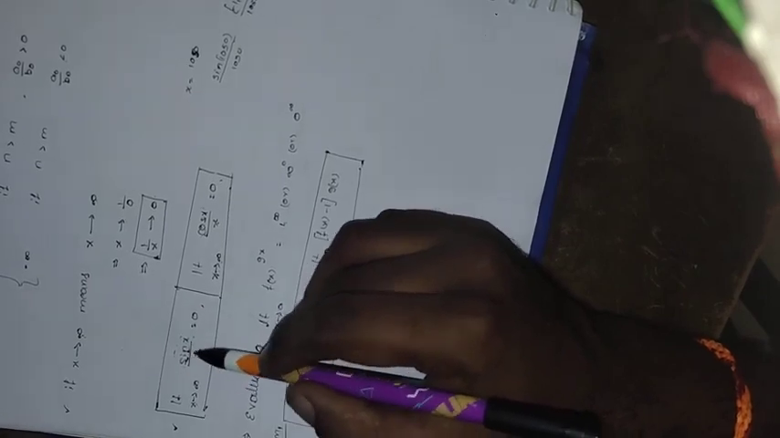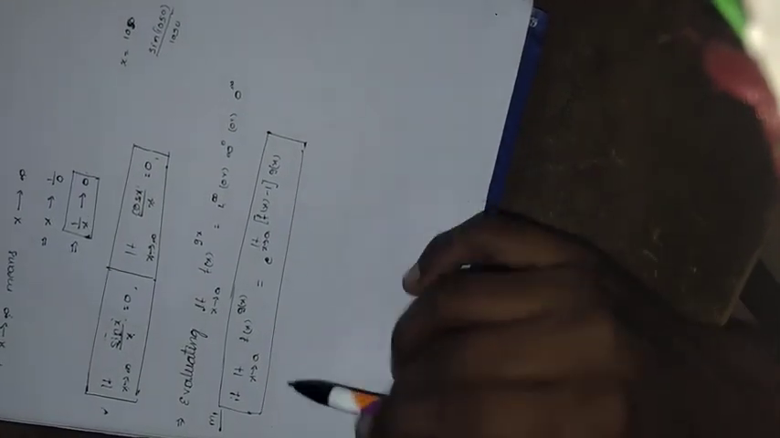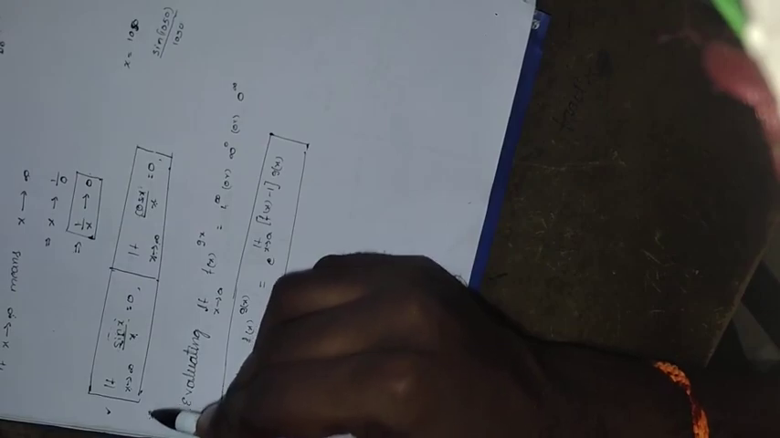So the value is going to reach 0. That's why as x tends to infinity, this becomes limit 0. Next, after this, one more thing.